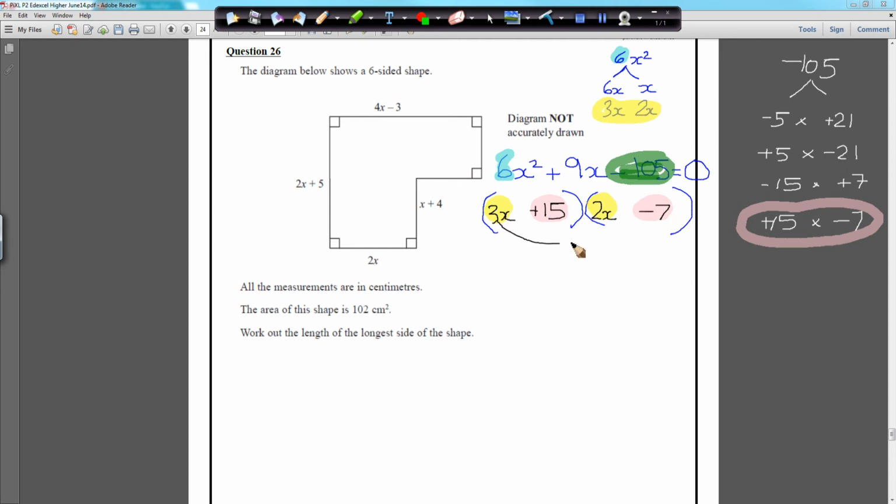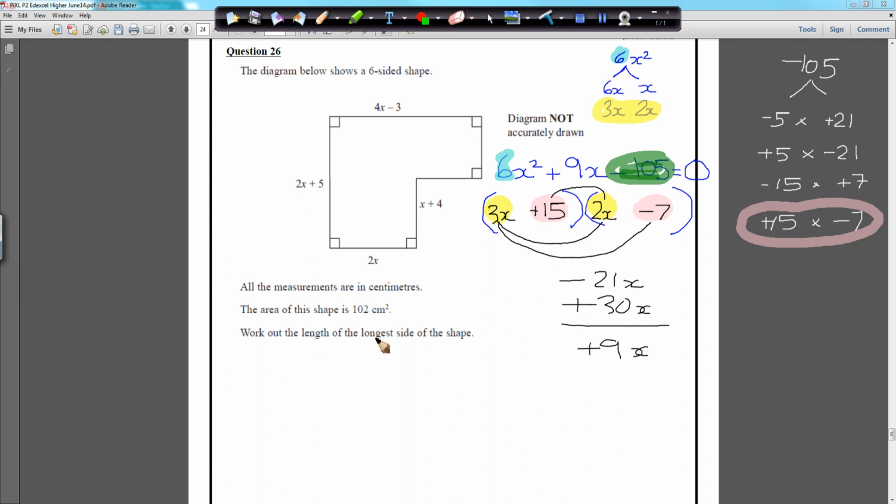When you multiply these out, that'll give you 6x squared. When you multiply these out, I get minus 21x. When I multiply these out, I get plus 30x. And altogether, when I add them up, it gives me plus 9x, exactly what I want it to be, which is here. So that is the correct factorization of this question. Now, we need to solve it.